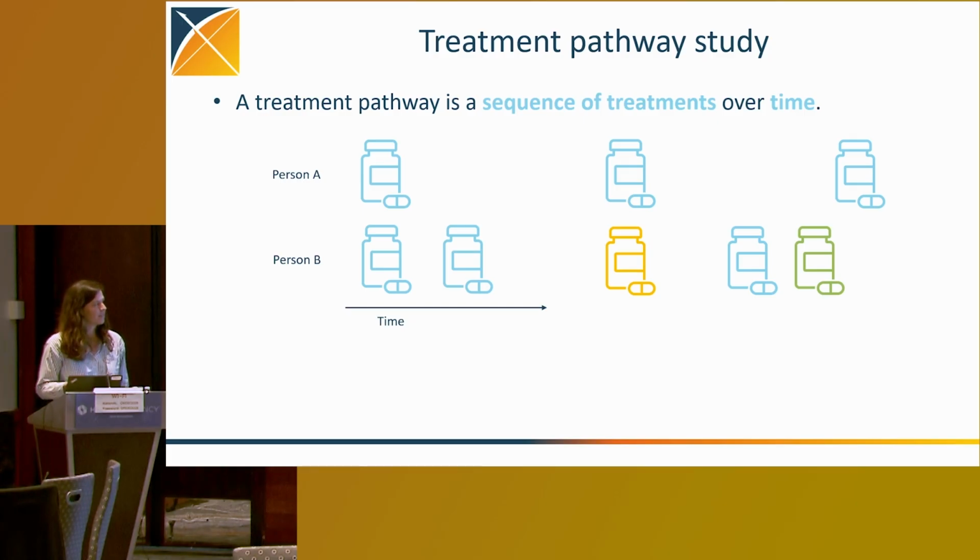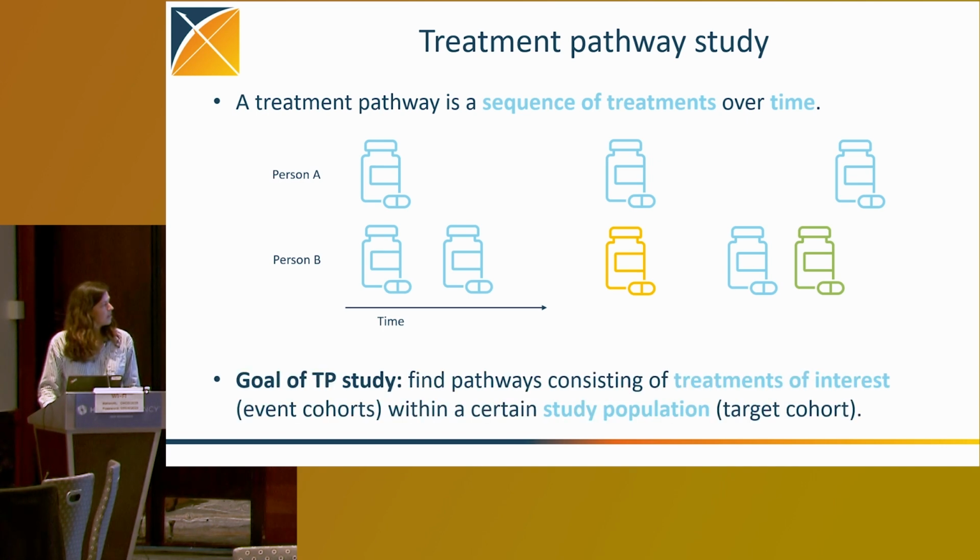And here you can already see questions come up. Are we interested to describe all these 5 treatments? Do we only want to look at the changes between the treatments? Or are we only interested maybe in the first occurrence of certain treatments? So the overall goal of a treatment pathway study is best defined as we aim to find pathways consisting of treatments of interest that are defined by event cohorts within a certain study population of interest, which would be the target cohort. So you'll hear me use the terms target cohort and event cohort repeatedly. There's a lot of flexibility to define those, but I'll not go into defining the cohorts themselves.